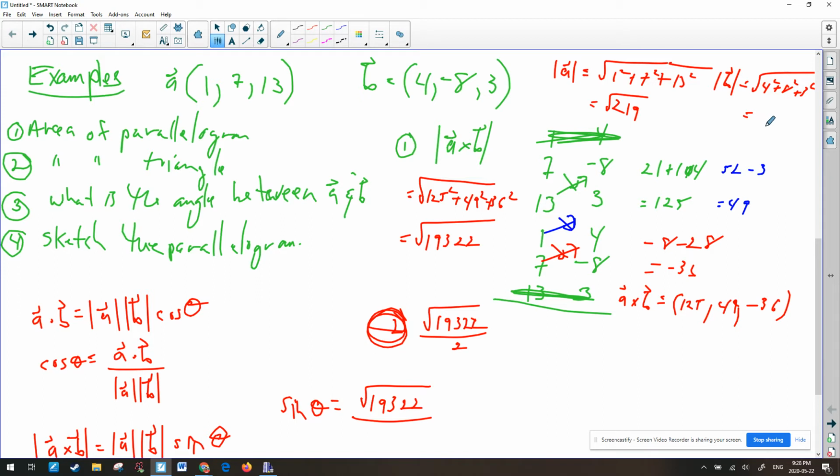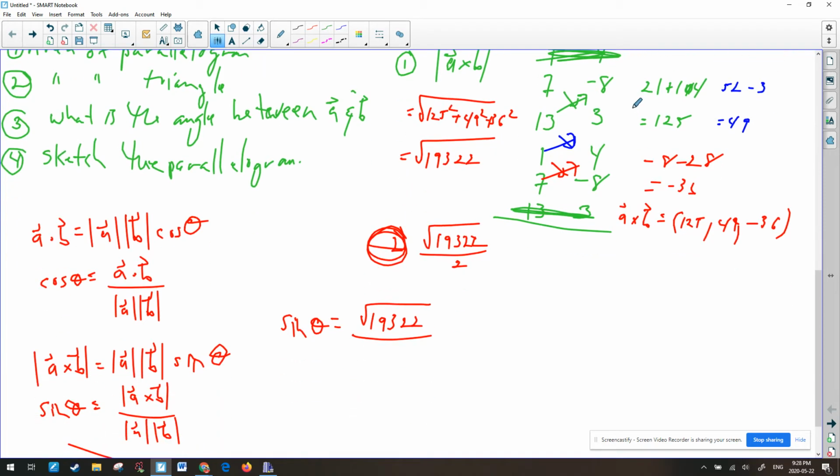So the root of 89, I think. Root of 89. But you get the idea. Yeah, I think that's what it is, because that's what my note says. So yeah, that's good. So it's going to be over the root of 219 times the root of 89. And then we would just do the sine inverse of that, right?